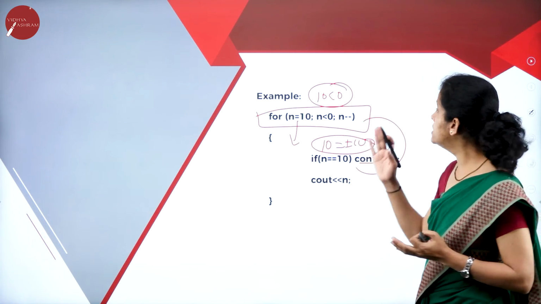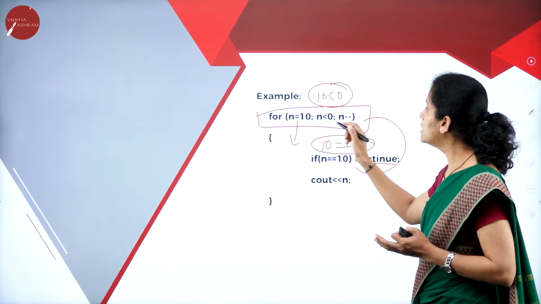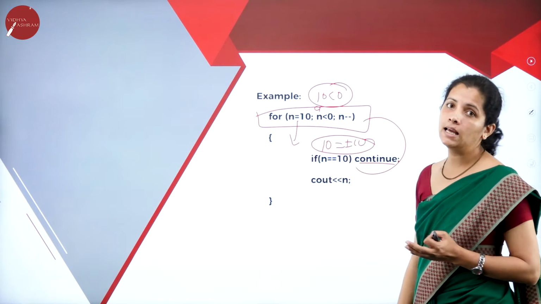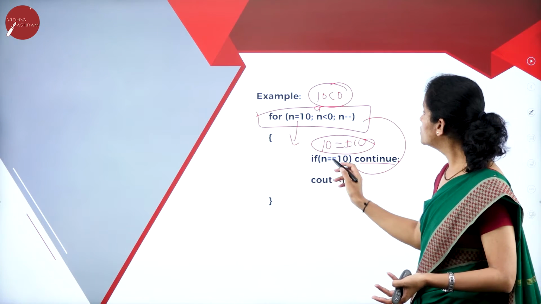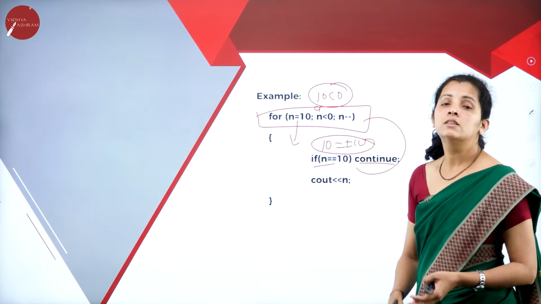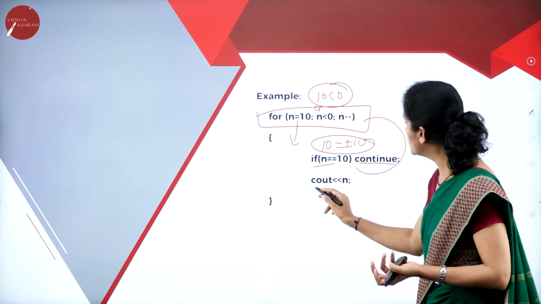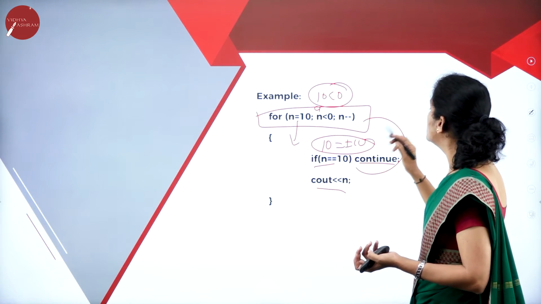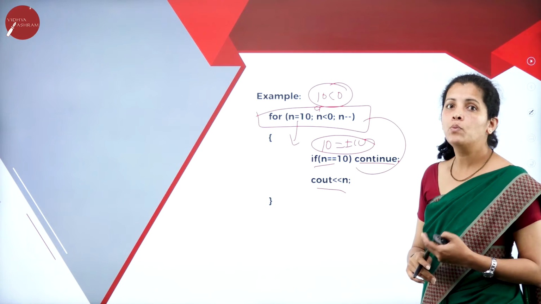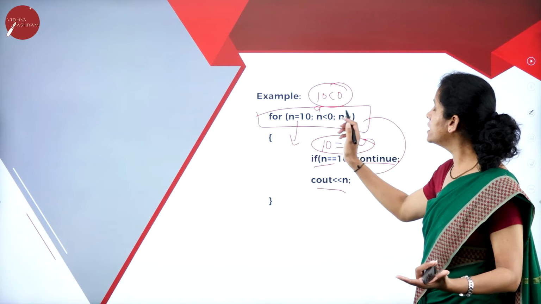Now n is decremented by 1. Now n is 9, and the condition is true. So here I'm going to check the condition. The condition is false, so I'm going to print 9. Now n is decremented by 1. Now 8. Now check the condition.